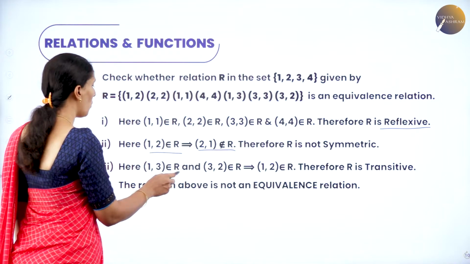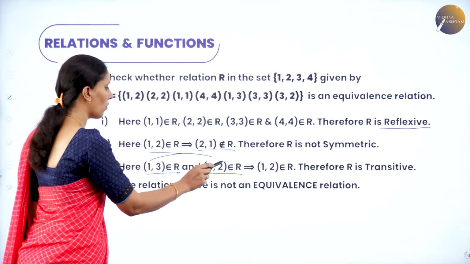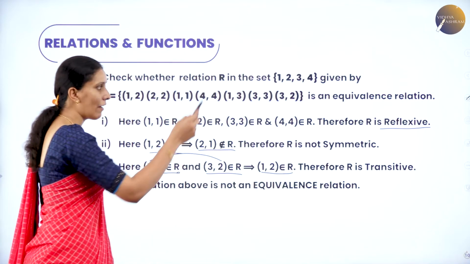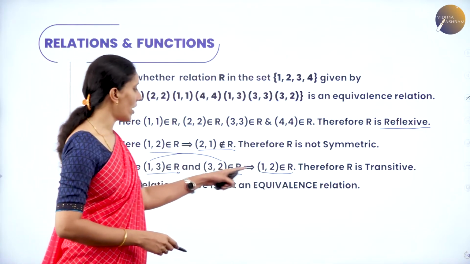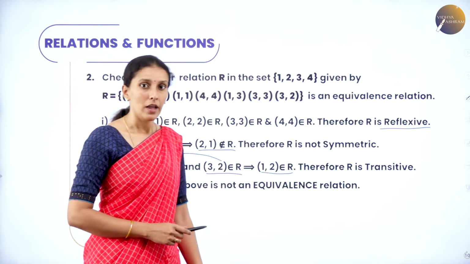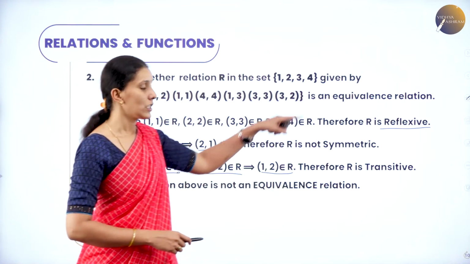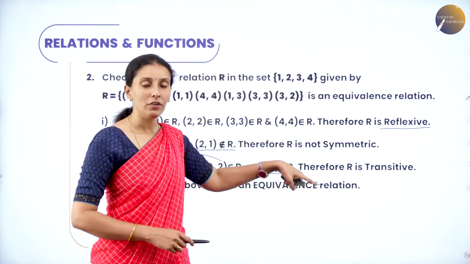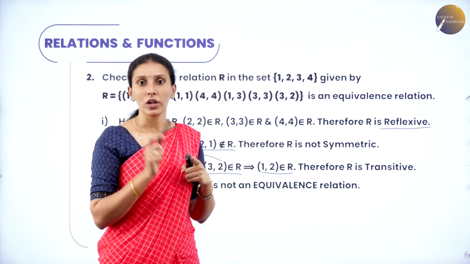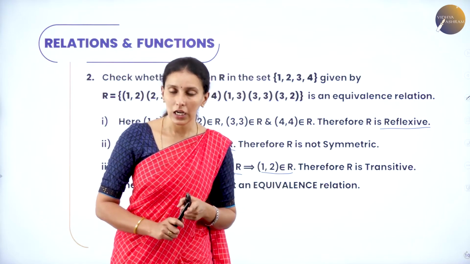Next, we have (1,3) in R, (3,2) in R. So, therefore, (1,2) in R. We have elements which satisfy the transitive property. Hence, the given relation is transitive. But it is not an equivalence relation. Why? Because it is reflexive and transitive but not symmetric. Only when all three conditions are satisfied do we say it is an equivalence relation.